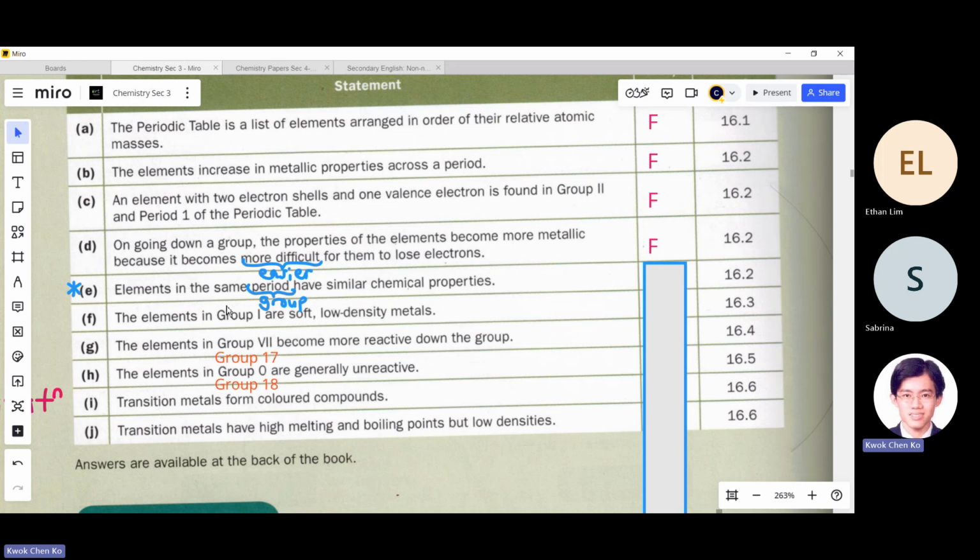Ethan, F. True. Yes, good. Michelle, G. Yeah, should be false. As you go down the group, your element should become less active or less reactive.